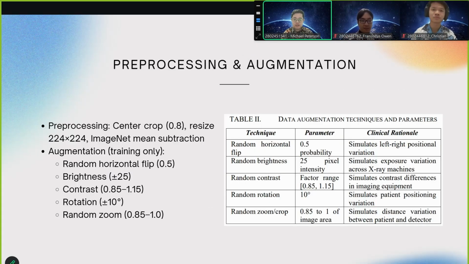For pre-processing and augmentation, every image is center cropped at factor 0.8 to focus on the lung region, resized to 224 by 224 and normalized with ImageNet mean subtraction. During training only, we apply augmentation with horizontal flips, brightness and contrast shift, small rotation and zoom.